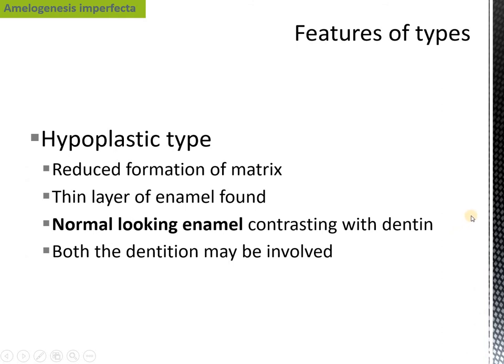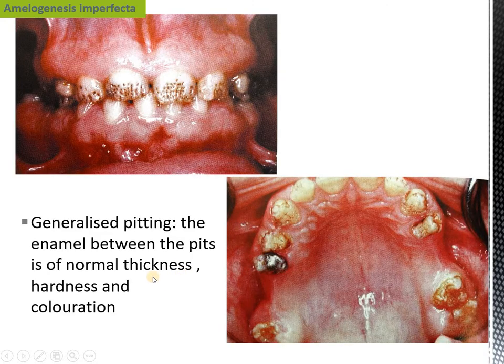Let's have a look at hypoplastic type. In hypoplastic type, the matrix itself is formed less. But whatever matrix is formed, the mineralization and maturation is taking place normally. Hence, you will find a normal looking enamel which will have a good contrast with the dentine. In this, both the deciduous as well as the permanent dentition may be involved. You will appreciate generalized pitting occurring throughout the teeth, and between the pits you will have normal looking enamel which are hard and does not have any penetration by sharp instruments.